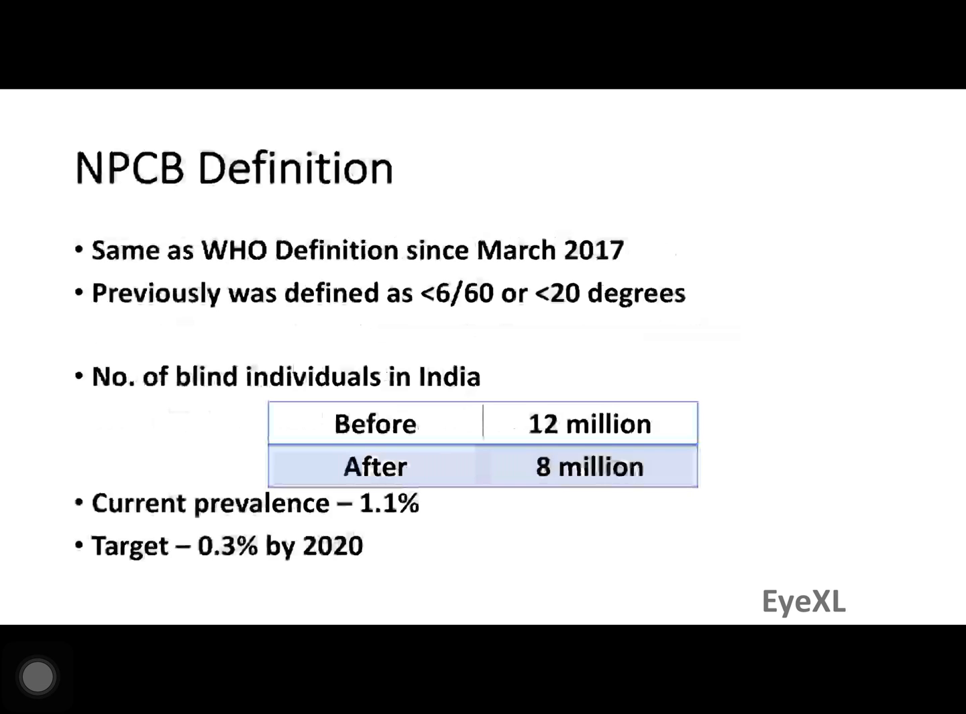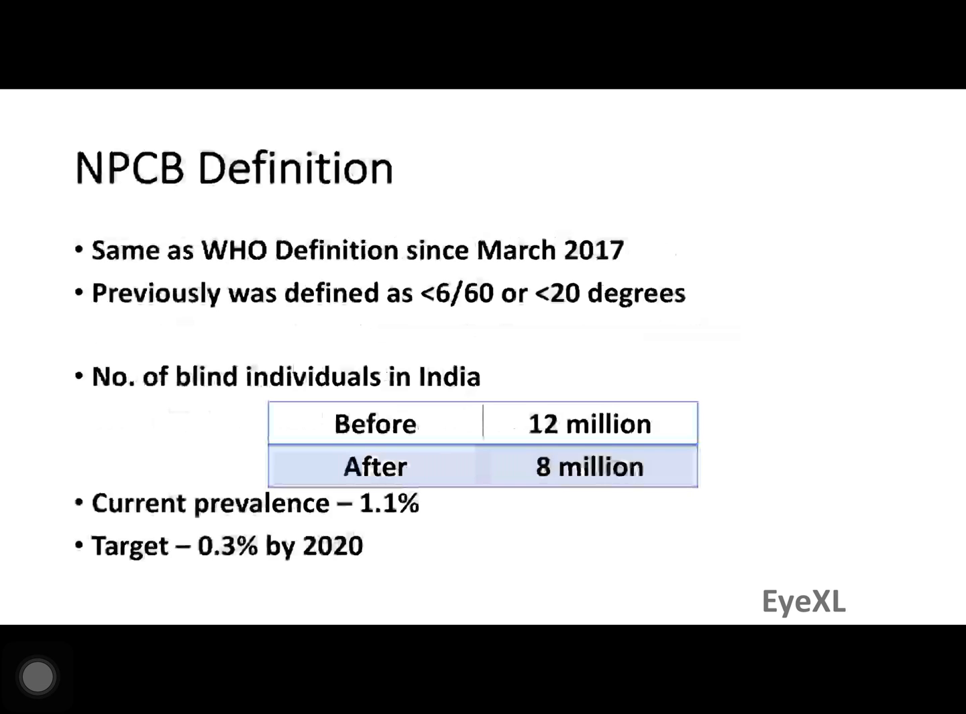So how does the National Program for Control of Blindness define blindness? Since March 2017, the definition has been the same, and there are, of course, political reasons for the change in definition as much as there was medical. Previously, it was defined as less than 6 by 60. Compared to the WHO definition, it is 3 by 60, and here it is 20 degrees, whereas in WHO it was 10 degrees.